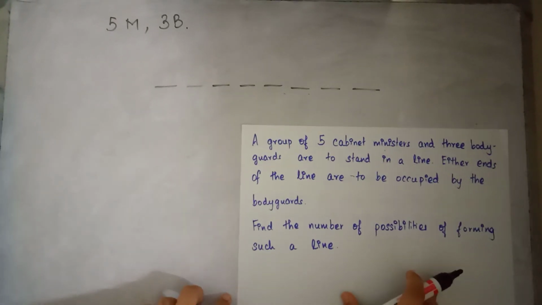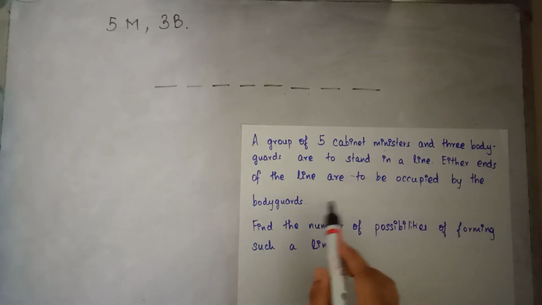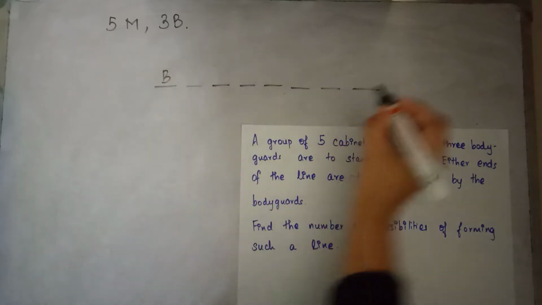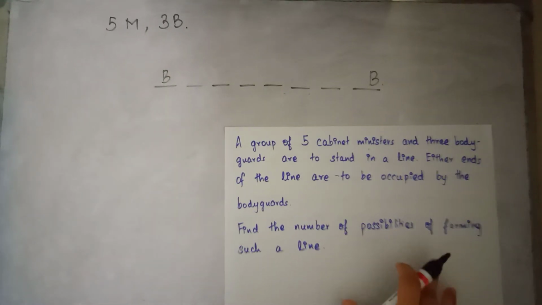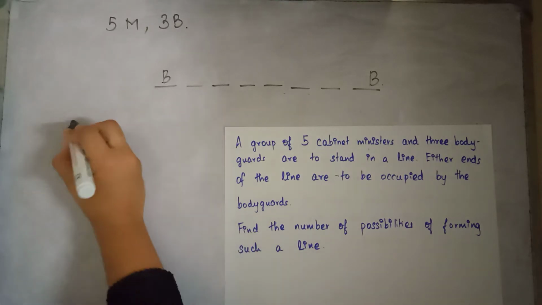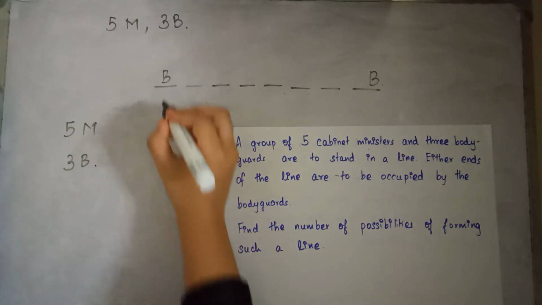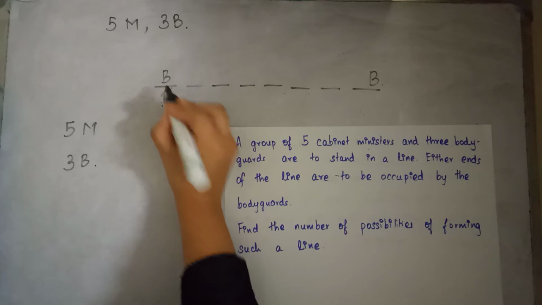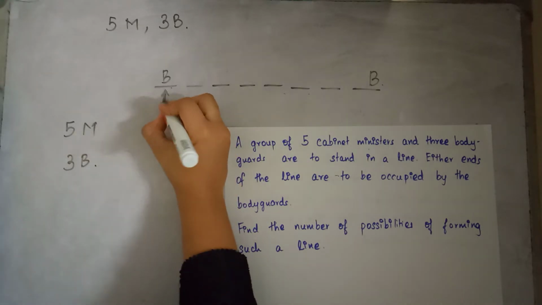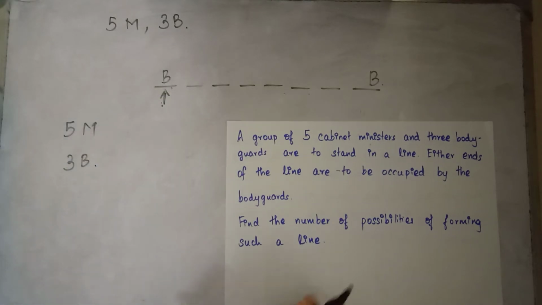And these spots have to be filled by bodyguards and cabinet ministers. Now the ends of the line are to be occupied by the bodyguards, so these two ends will be occupied by the bodyguards. Now let's look. There are 5 ministers and 3 bodyguards. What I'll be writing down here is the number of options available for each spot, because they want us to find the number of possibilities of forming the line.